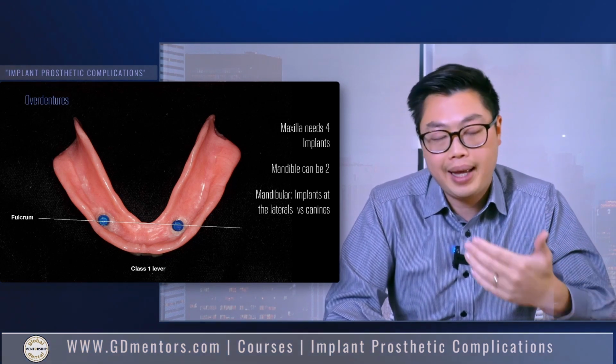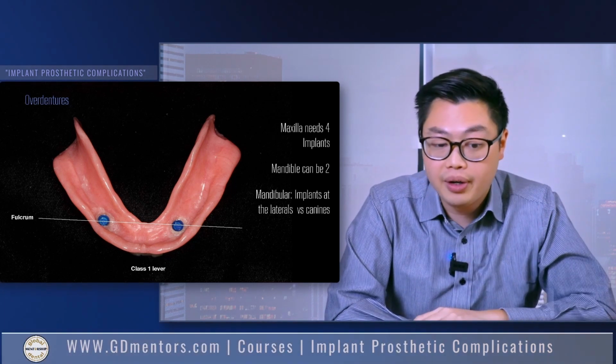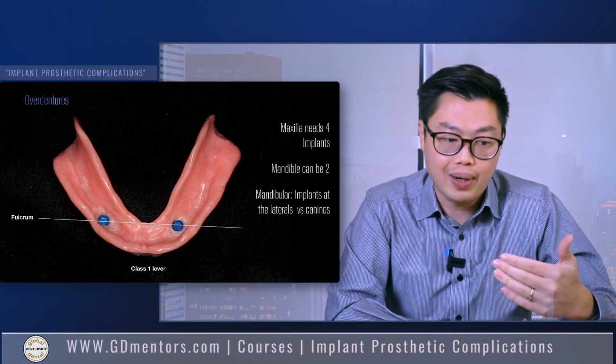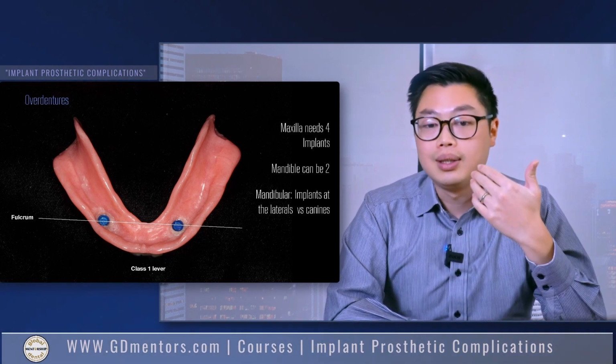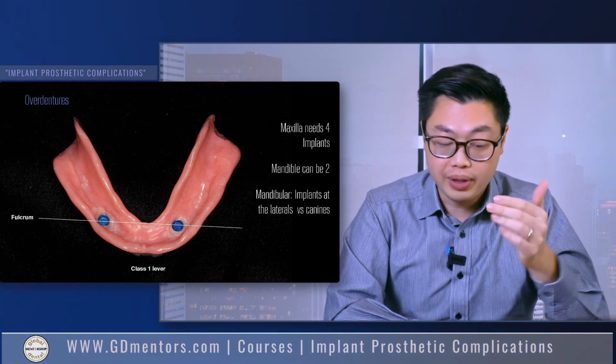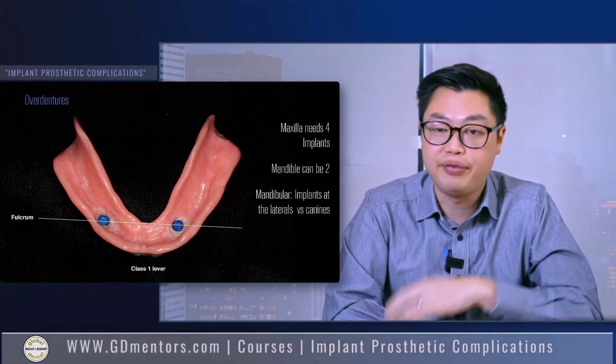If you do 4 implants, why not do fixed? Sometimes, however, it's a staging issue, right? Sometimes the patients say, let's do 4 implants, get the surgery done, get a removable overdenture first, and then down the road progress to a fixed restoration.